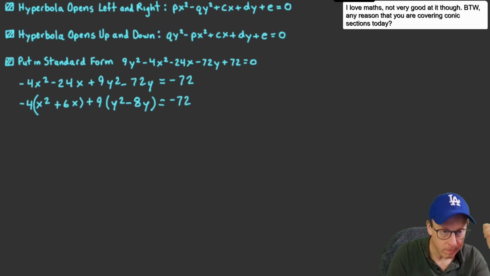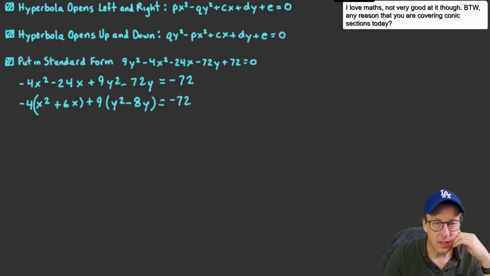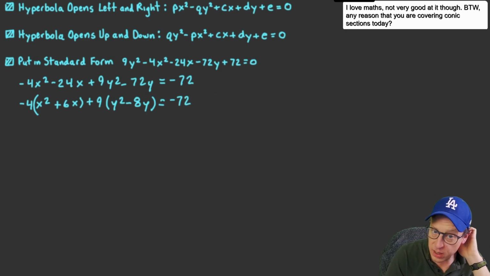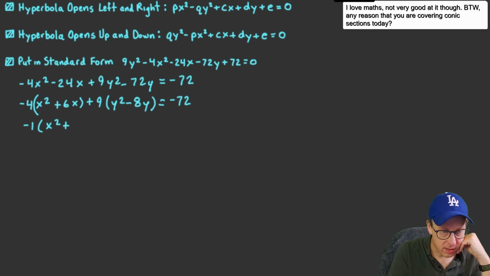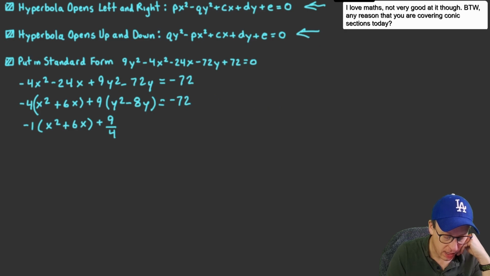Negative 72. And then I need to divide by the coefficient of the square terms. So this is going to end up being equal to 4. So this is going to be negative 1, x squared plus 6x, and this will be 9 over 4. Remember, this is what I'm trying to do. I'm trying to convert to one or the other of these forms right here.